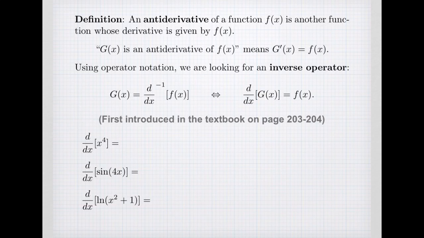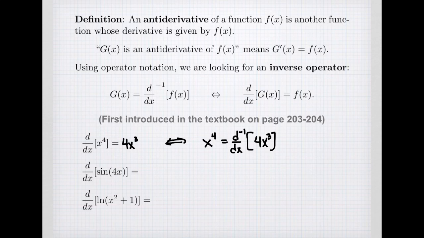First, I have the derivative of x to the fourth. Well, we know that that's 4x cubed. So just like with inverse functions, there's an equivalent antiderivative statement. And that antiderivative statement says that x to the fourth is an antiderivative of the function 4x cubed.